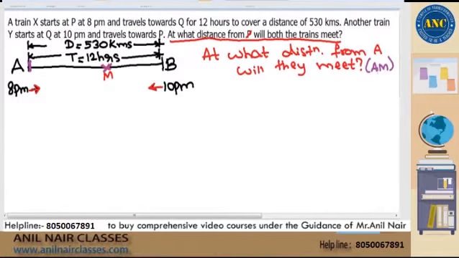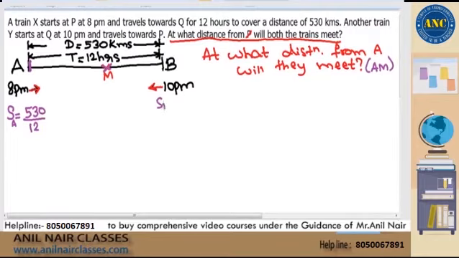Now listen to this carefully, sir. If I try to solve this question just with the numbers which are given in the question, let us see what is the disadvantage. Speed is the distance by time. Speed of train A is nothing but distance 530, time 12.